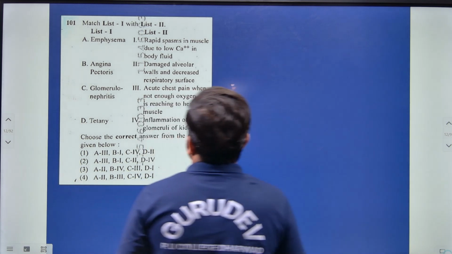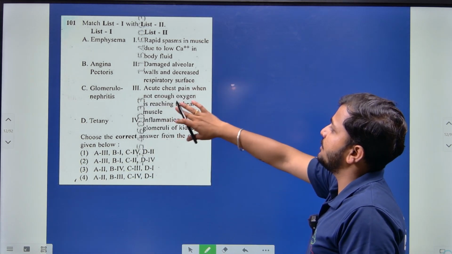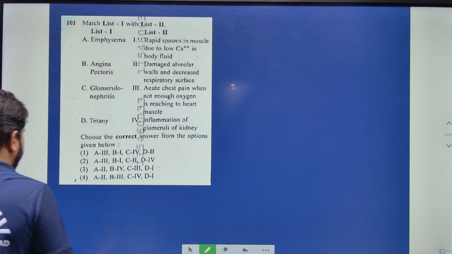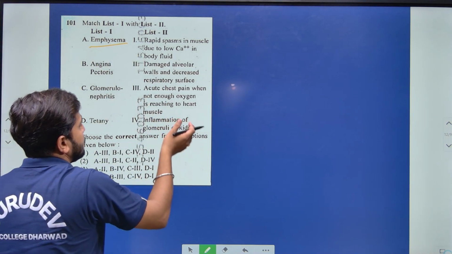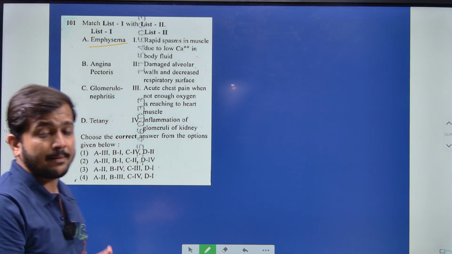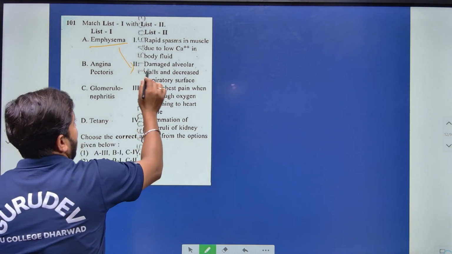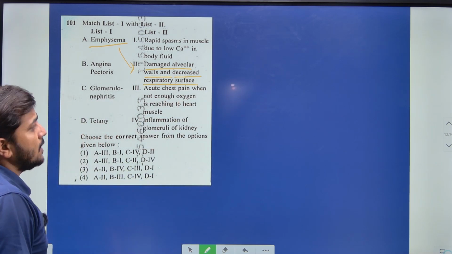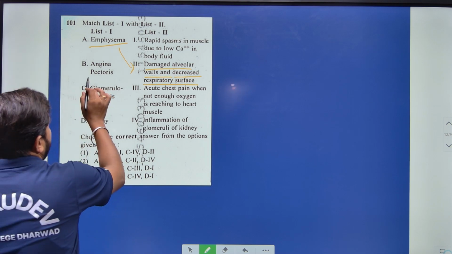Here we have to match the following. Some diseases have been mentioned and we have to find out what they are related to. Emphysema is related to respiratory diseases. Majorly, emphysema can be caused by smoking. It damages the alveolar walls and decreases the respiratory surface. That is emphysema. Then consider angina pectoris.